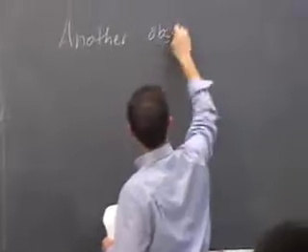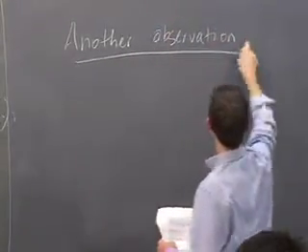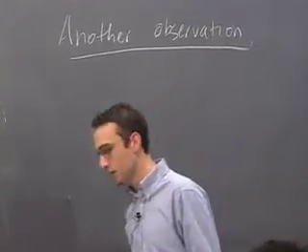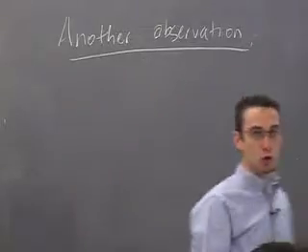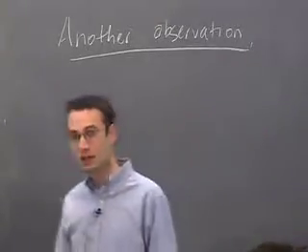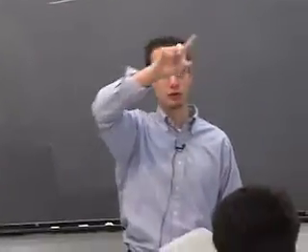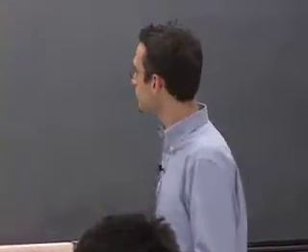Another observation. A week ago, somebody asked the question, is there a cyclic group of order n for every n? And we gave an example of a subgroup of Sn, the symmetric group on n letters, which was cyclic of order n. It's just this cycle that goes 1 to 2, 2 to 3, up to n, which goes back to 1.